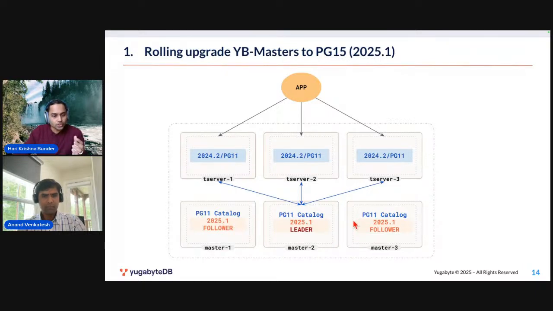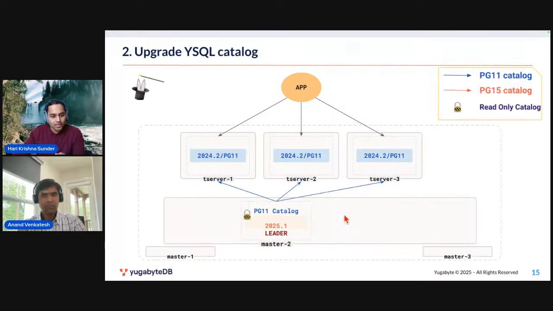The next step is to create the PG15 catalog. So the first thing we do is lock up the PG11 catalog and put it in read only. So T-servers can only read it; they can't write to it anymore. And after this is where we have to do the Postgres stuff. And with Postgres, we have to create the PG15 catalog.